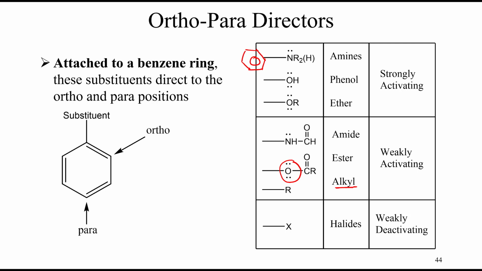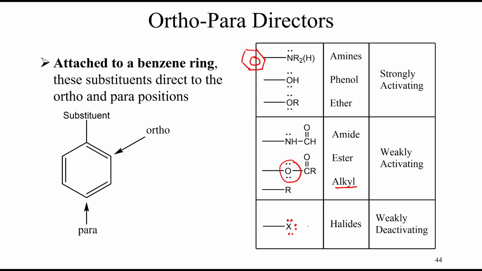So amines are the most strongly activating. Phenols are the next most strongly activating. But all of these groups are ortho-para directing. The only one that's deactivating, that's ortho-para directing, is halogens, which, because of their electronegativity, are deactivating. But they're ortho-para directing, as it turns out, because they have a pair of electrons, lone pairs of electrons on their structure. Like that.